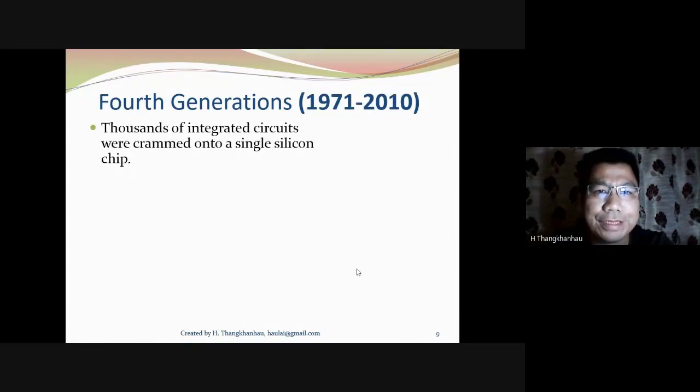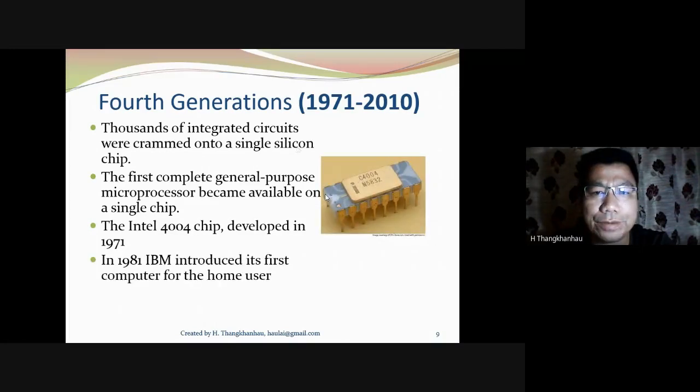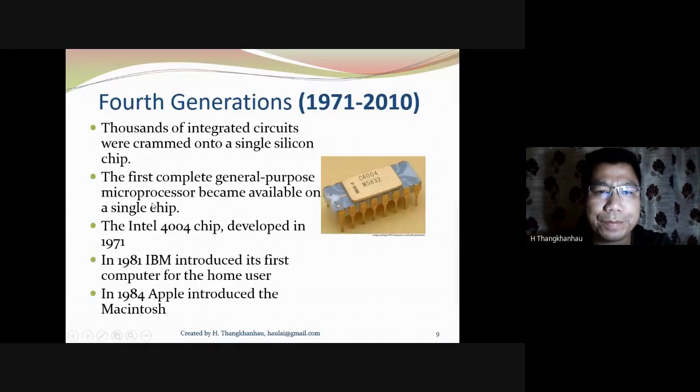And in the fourth generation, thousands of integrated circuits were crammed into a single silicon chip. We call it a chip, and this makes computers much smaller and faster also. One of the notable things that you have to remember is that the Intel 4004 chip was developed in 1971, and during that time, IBM was the first company to introduce or develop a computer for the home user. And Apple company was also there. In 1984, Apple introduced Macintosh, the Mac computer operating system.